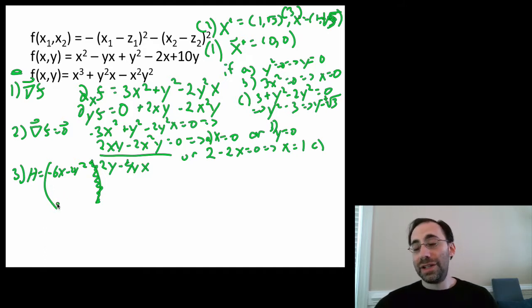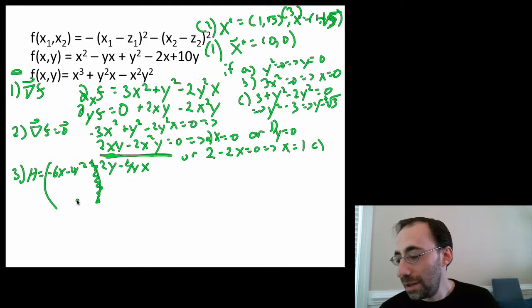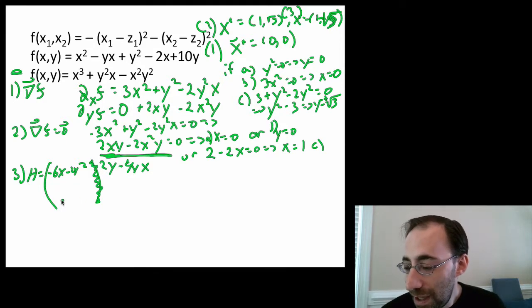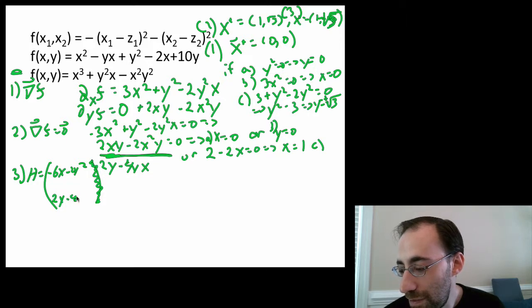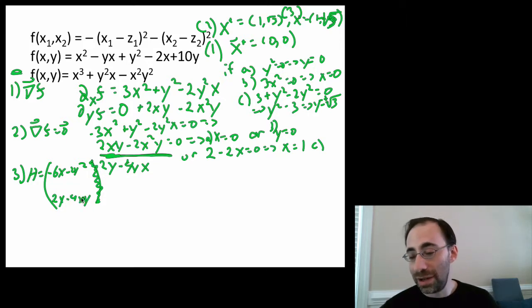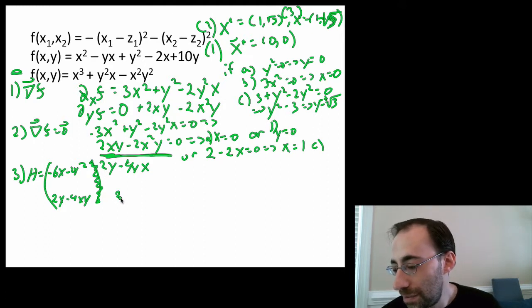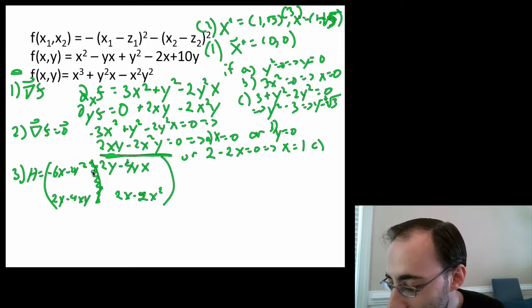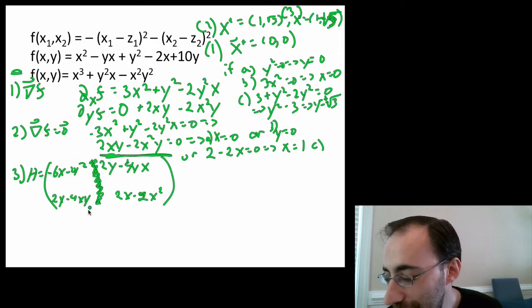Okay. Now we go down here. Now we're taking the derivative of the second equation here. The partial with respect to x now, we get, as we must, 2y minus 4xy again. It's got to be symmetric. And now with respect to y, we get 2x minus 2x squared. Sorry about the thing in the middle there. This is your Hessian in general.